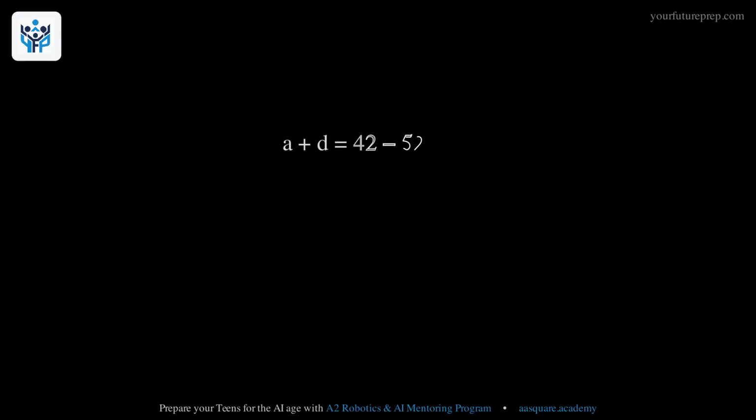So A plus D equals 42 minus 52 plus 60, which is 50. The average of A and D is 50 divided by 2, which is 25. So the average of the first and last numbers is 25, which is choice B.